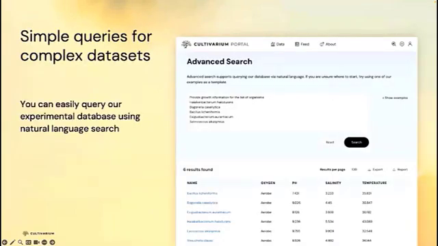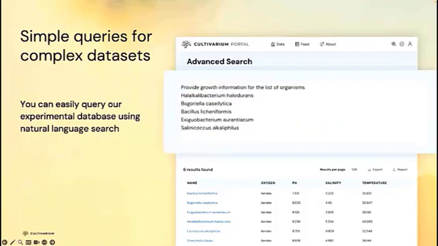Our portal also allows for an easy way to search for this experimental information. We have built a simple search for complex data sets that supports searching for groups of organisms. For example, in this question that I'm showing, we requested growth information for this group of organisms. And what you get is the experimental information in a simple table output. But if you're not sure of what to ask, we have many other example questions that we provide as templates so you can get familiar with this tool.